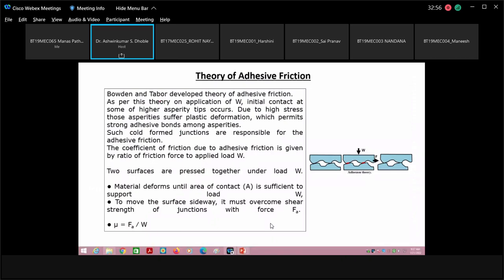So Bowden and Tabor developed the theory of adhesive friction. You can read this particular slide if you are interested in. I am going to share this presentation with you.